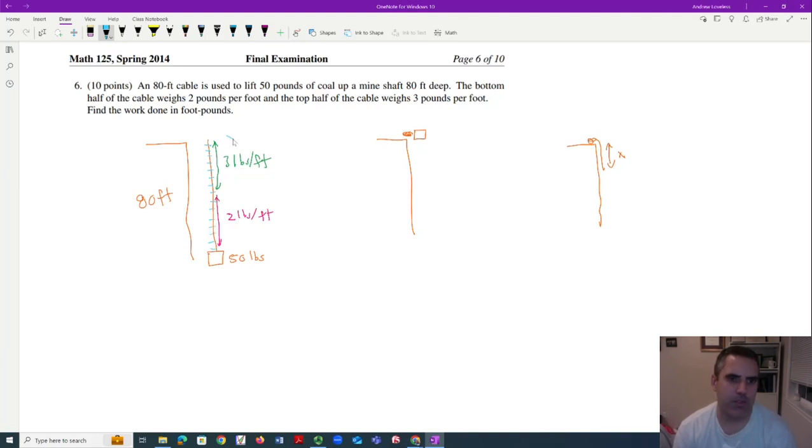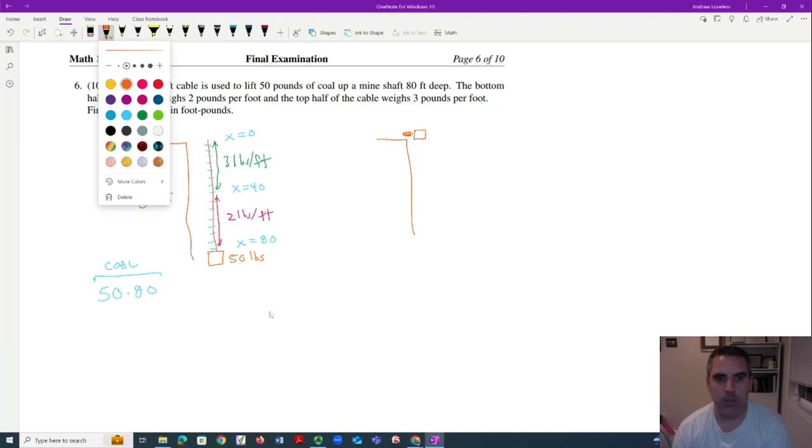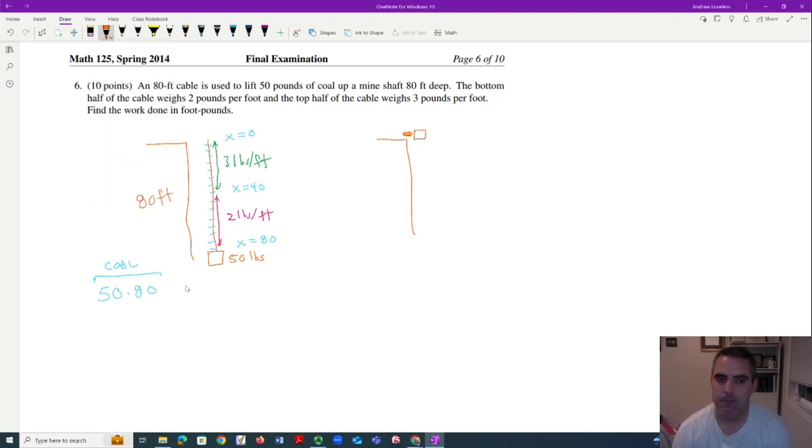And let's label the top 0, let's label the middle 40, let's label the bottom 80. And the only bad part about doing this is the 50 pounds won't be part of that discussion. We'll just have to compute that separately. So this is the bad part of my approach. So I would have to do 50 times 80, and that's the work to lift the coal. I wouldn't do any calculus for that. Then I would compute the separate pieces.